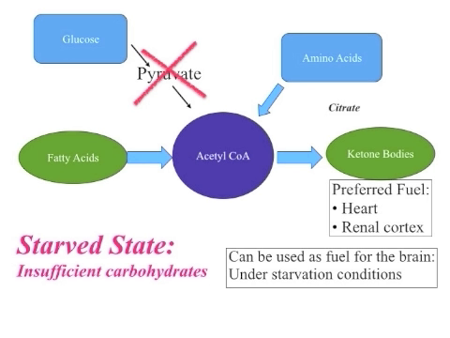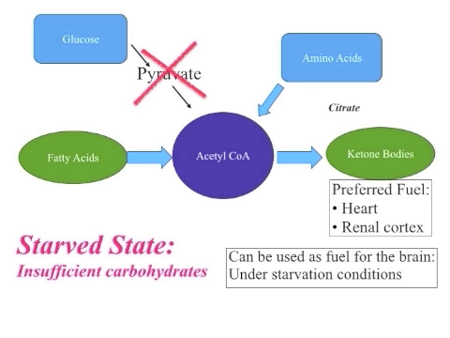What we're going to do is use what we can to make what we need. We need to keep the heart going, we need to keep the brain going, because we need to get food. So we're going to take amino acids and fatty acids, and break them down to form acetyl-CoA. We're then going to use acetyl-CoA to make something called ketone bodies.